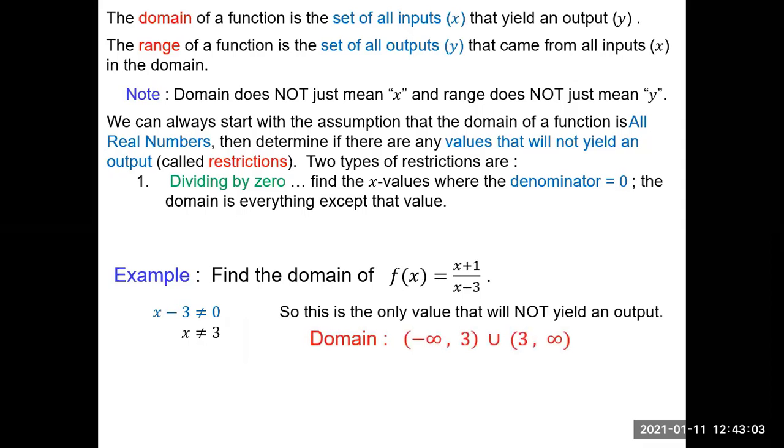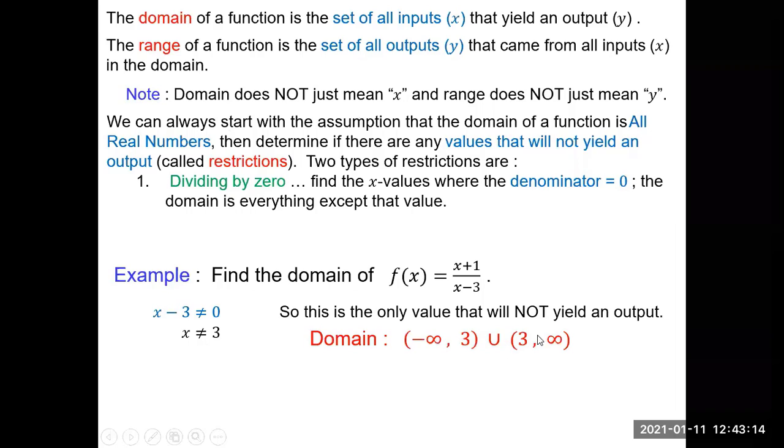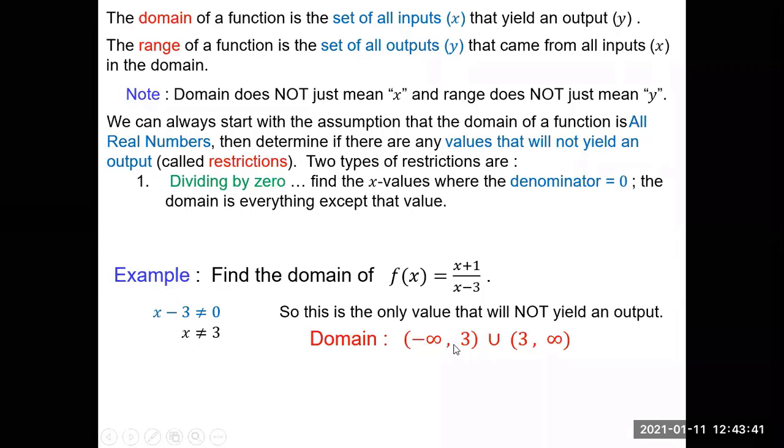So notice that when I write the domain, we would typically think of the domain as being all real numbers, which would be negative infinity all the way to infinity. So remember that this is referred to as interval notation, which just basically says that I can plug in anything from negative infinity to 3, but I'm not allowed to plug in 3. Because I can't plug in 3, I put a parentheses on it. And then I use the union symbol to demonstrate that there's more answers that I could plug in. And then notice that I start at 3 again with another parentheses. So this would be the domain of this function.